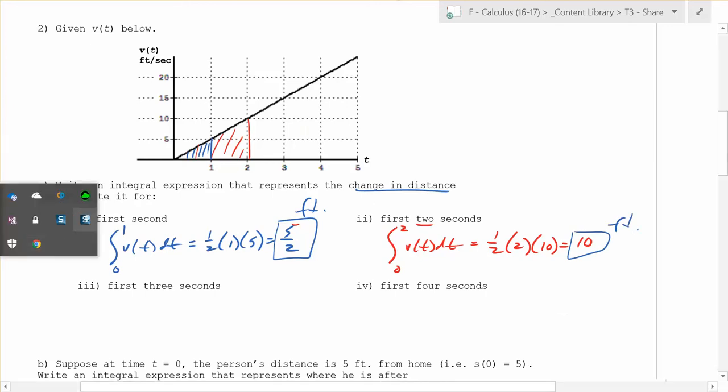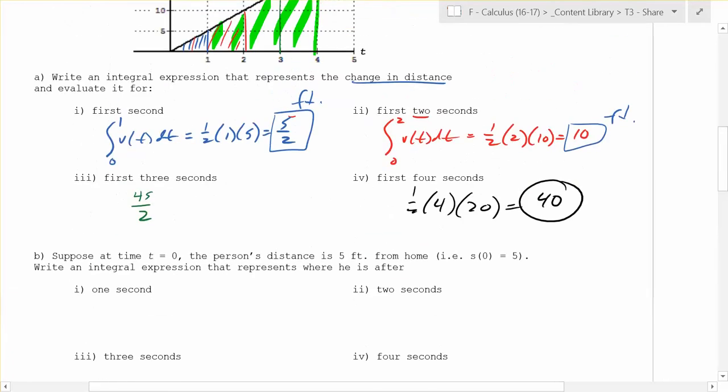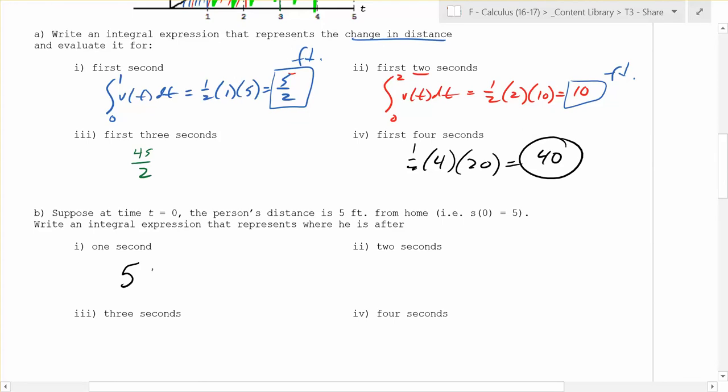Please do those. Where are they after 1 second? The answer's right there in front of you. 7.5 feet from home. 7 and 7.5. Yes, that's correct. How did you get 7.5? Because I just made the fraction 2.5. 5 plus 2.5. 5 over 2. Yeah, 5 over 2. What about 2 seconds?